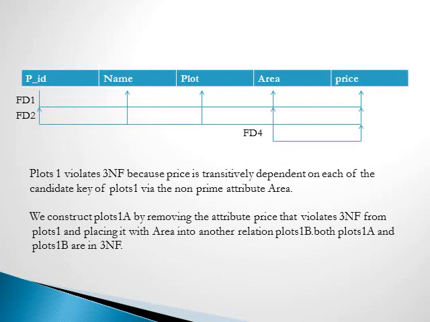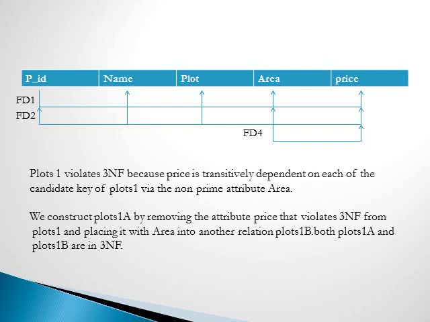This is relation plots 1. We'll check if this relation is in 3NF or not. So first we will check the first condition. According to the first condition, no non-prime attribute of R is transitively dependent on the primary key. Here the non-prime attribute price is transitively dependent on both the keys, PID and name, plot. So according to the first condition, this relation is not in 3NF.